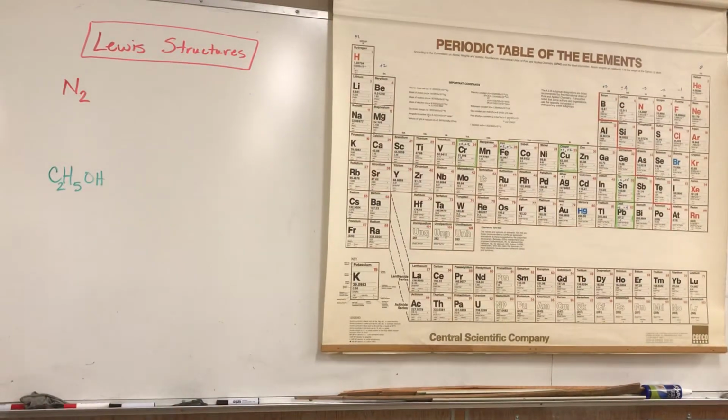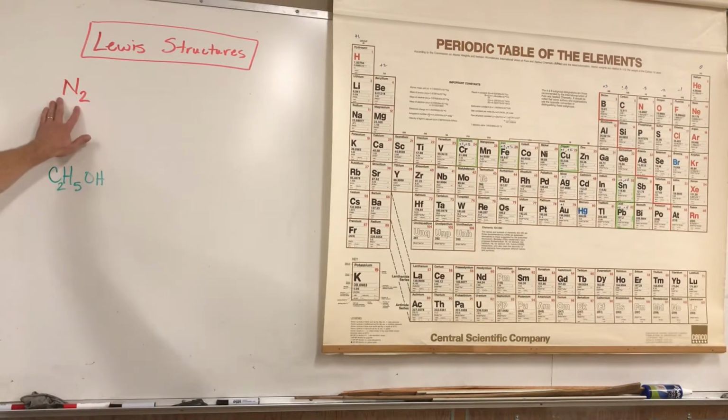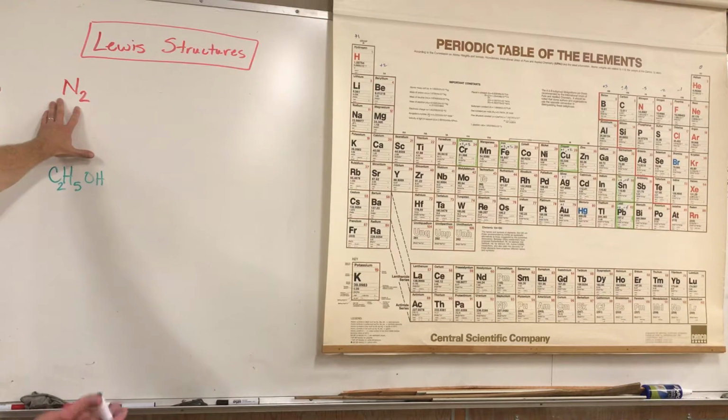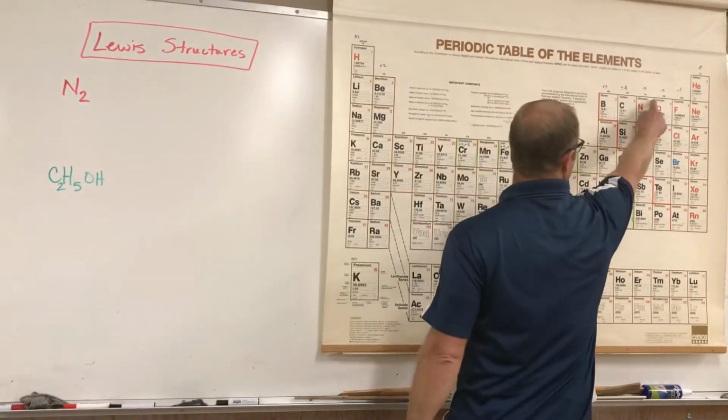All right. Now, the first thing we have to know, if we're going to draw a Lewis structure of this, we want to show how it's sharing electrons. Okay, covalent compounds share electrons. We need to know the valence electrons. How many electrons are in just the outer shell? So if I look over here at nitrogen, nitrogen's got 7 total electrons.